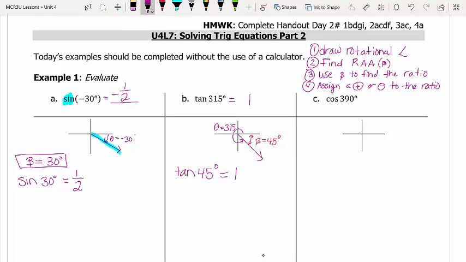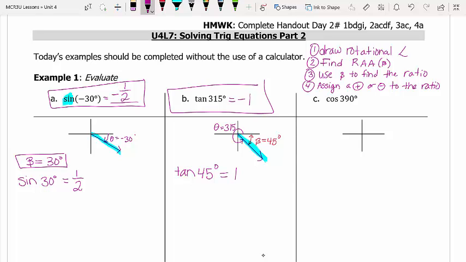Now we just need to do step 4, assign a positive or a negative to that ratio. So is our 1 negative or positive? Let's look at the terminal arm of our rotational angle. It's in quadrant 4. Is tan positive or negative in quadrant 4? Tan is negative. Using our CAS rule, we know that tan is negative in quadrant 4. So we assign a negative to our ratio, and now we're finished.